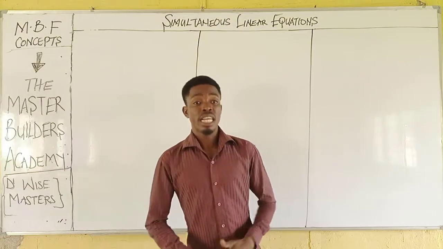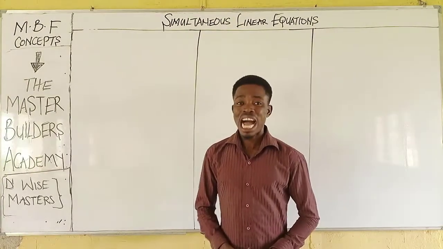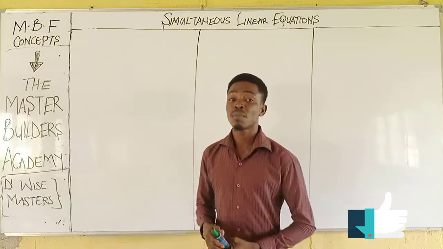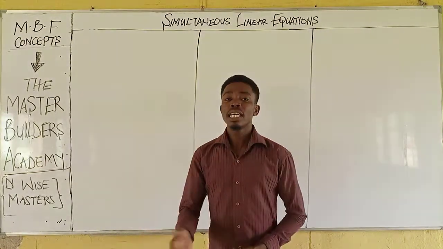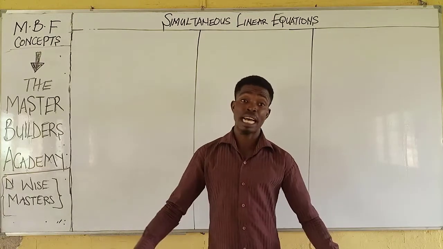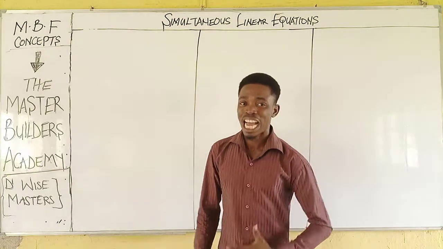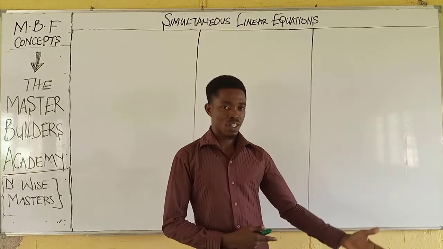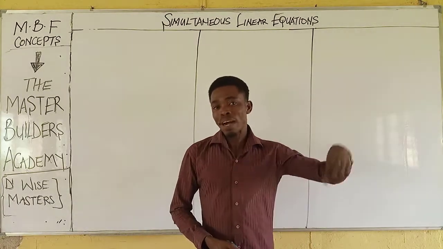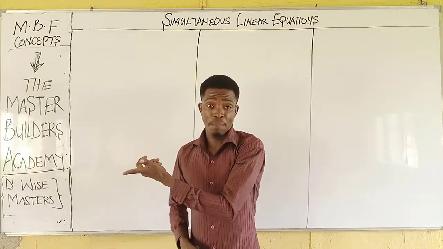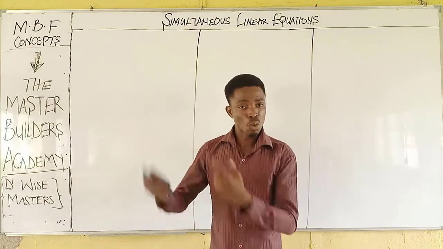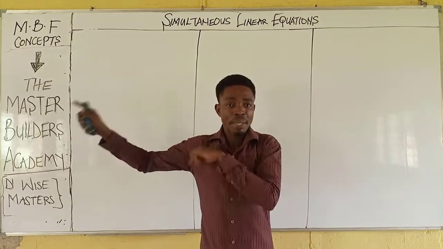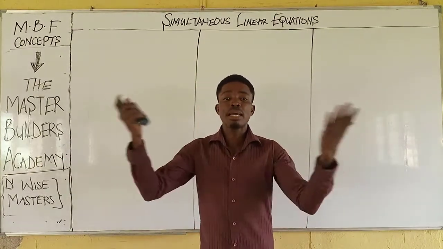Now guys, listen carefully. A simultaneous equation is an equation that has a number of unknown quantities whose values are to be determined in a number of equations at the same time. I take it again. A simultaneous equation is an equation that has a number of unknown quantities and whose values are to be determined in a number of equations at the same time.